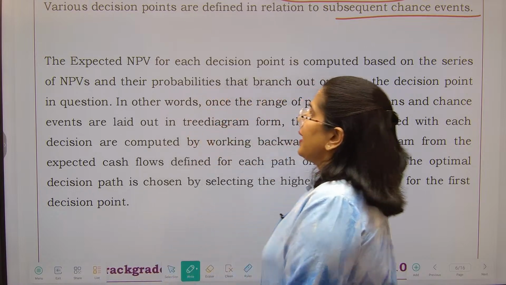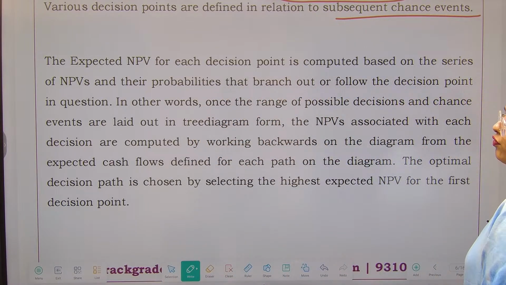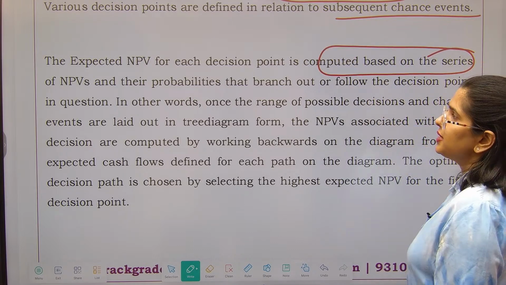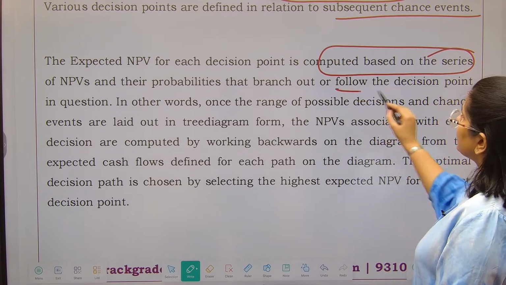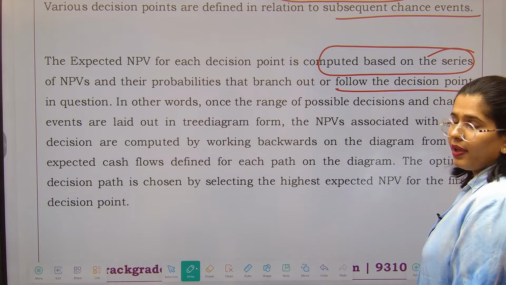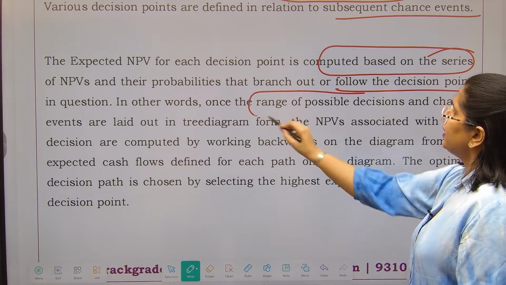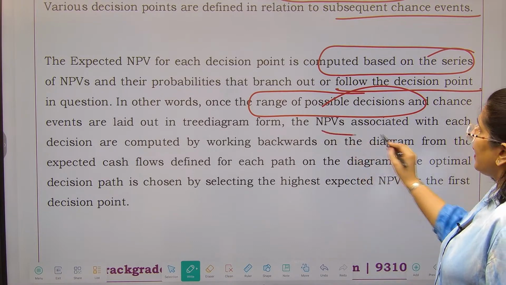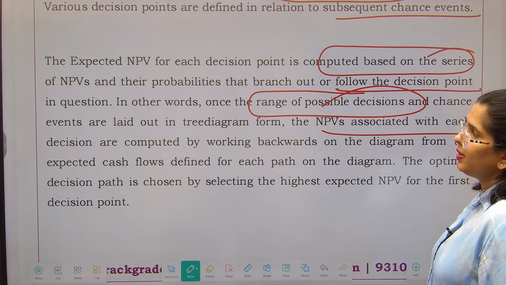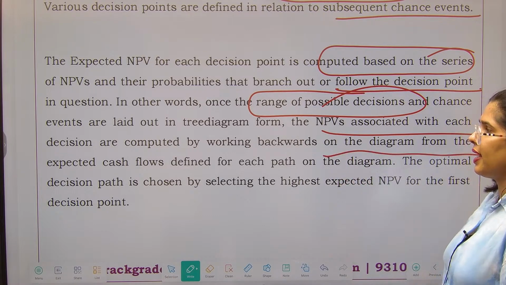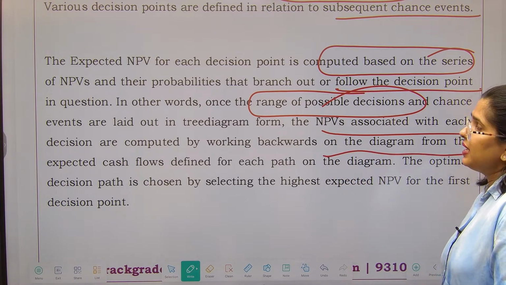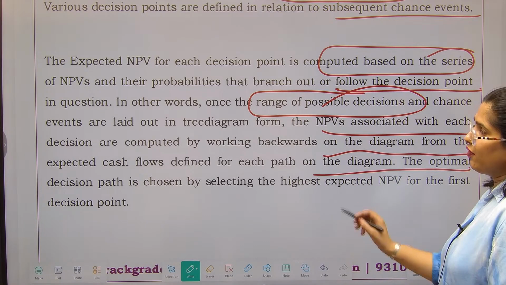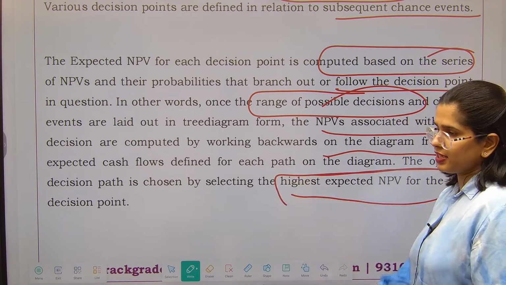For example, the expected NPV, net present value, for each decision point will be computed based on this particular series and their probabilities that branch out following the decision point. Over here, we mean to say that once the range of possible decisions and chance events is laid out, the NPV associated with each decision will be computed by working backwards on the diagram from the expected cash flows defined for each path on the diagram. Now, the decision path that will be chosen is the one with the highest expected NPV.